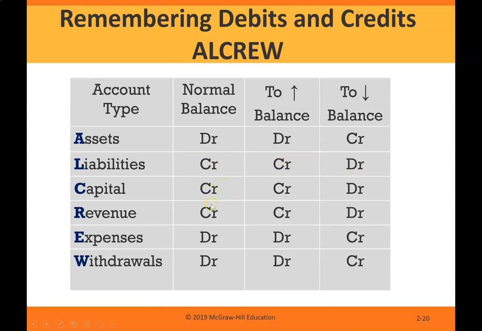For capital and revenue, the normal balance is a credit. So to increase it, it's a credit. To decrease it, it's a debit. For expenses and withdrawals, the normal balances are debits. So to increase those balances, you debit, and to decrease those balances, you credit.